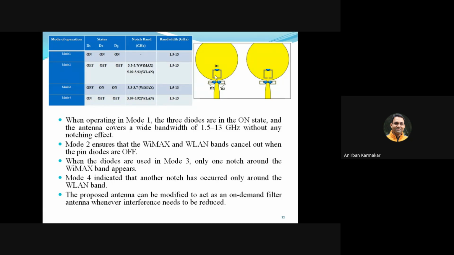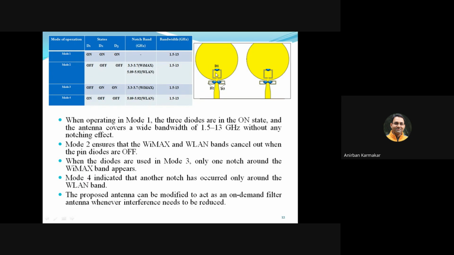So, when all the diodes are switched on, then the notching structures will be shorted and will be deactivated. So, notching structures will not work. What will happen? As the notching structure will not work, we will get the full bandwidth on the antenna system. Means 1.5 to 13 GHz band will be achieved when all the diodes are switched on.